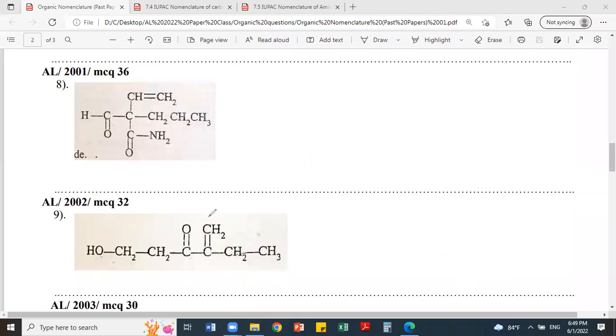Then we'll number it like this: 1, 2, 3, 4, 5. So what are the substituent groups here? Ethyl group, OH group. So they are substituent groups. Then so we have tried. Can try it again once, Zishan. This one. When you're done, please post the answer on chat for the ninth one again.